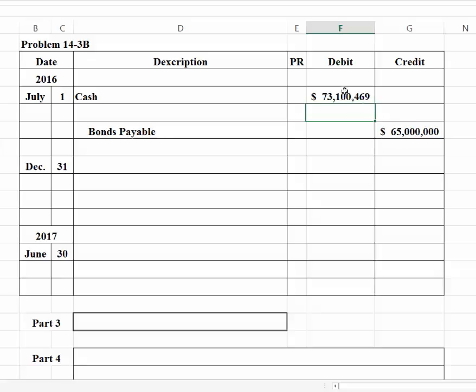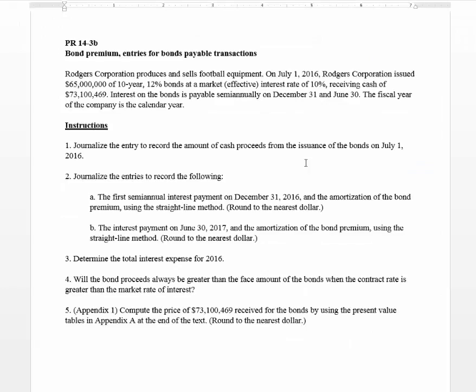It also shows us that based on our debits and credits, we would be crediting premium on bonds payable. And this amount would be the difference between the $73,100,469 and the $65 million bond face amount, giving us a premium of $8,100,469. Instructions number 2. Journalize the entries to record the following.